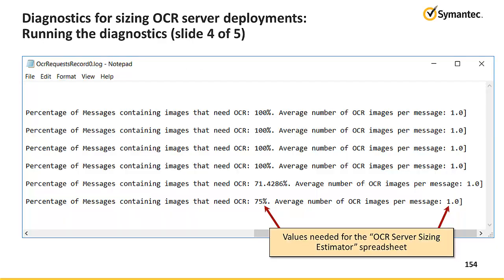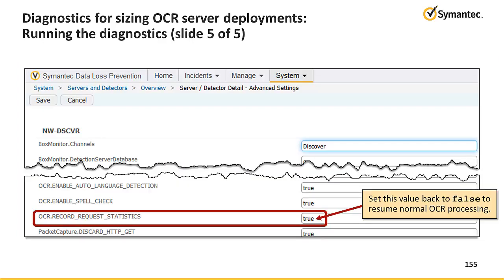Go into the Symantec DLP logs/detection server name/logs folder in the file system and open the OCR requests record0.log file in a text editor. Make a note of the following values from the text file: percentage of messages containing images that need OCR, and average number of OCR images per message. Lastly, go back and change the OCR.recordRequestStatistic setting back to false, so that the detection server can resume normal OCR processing.